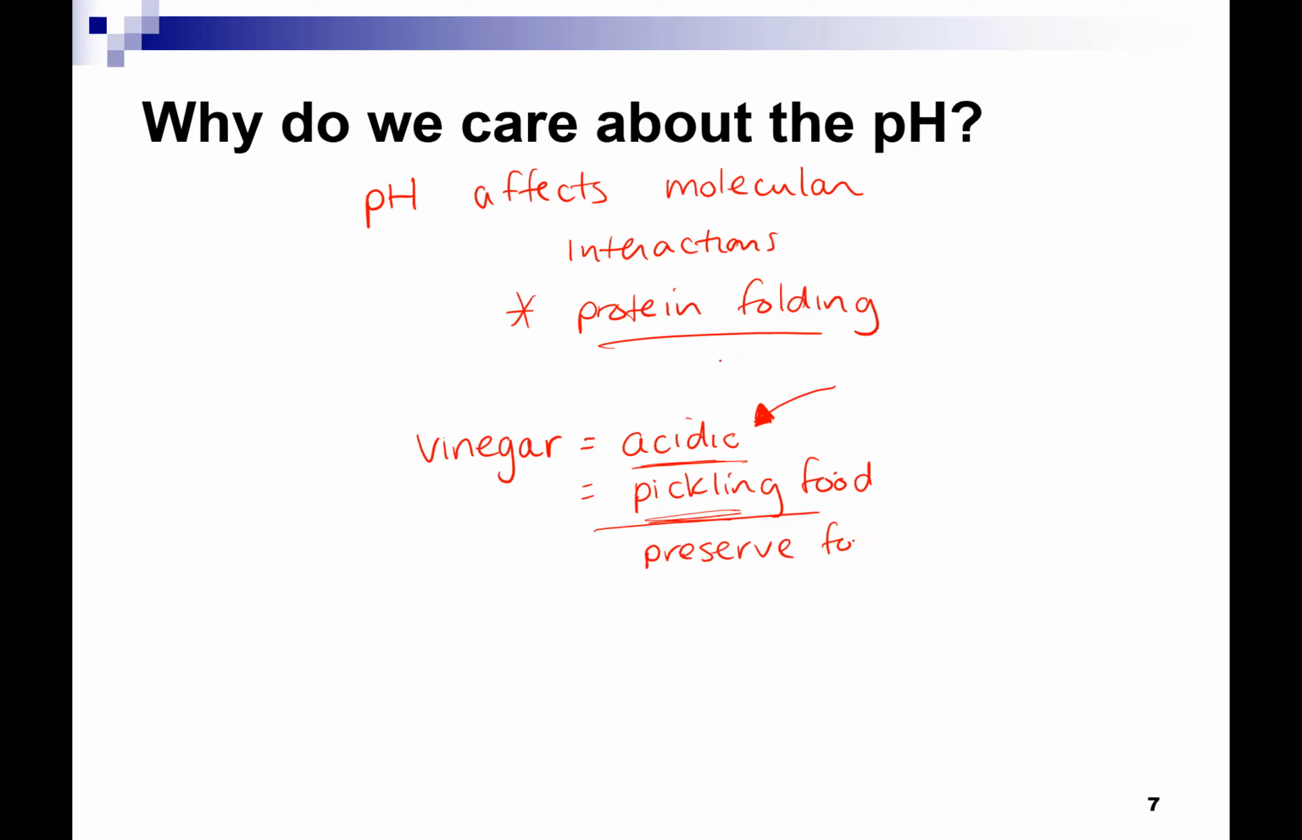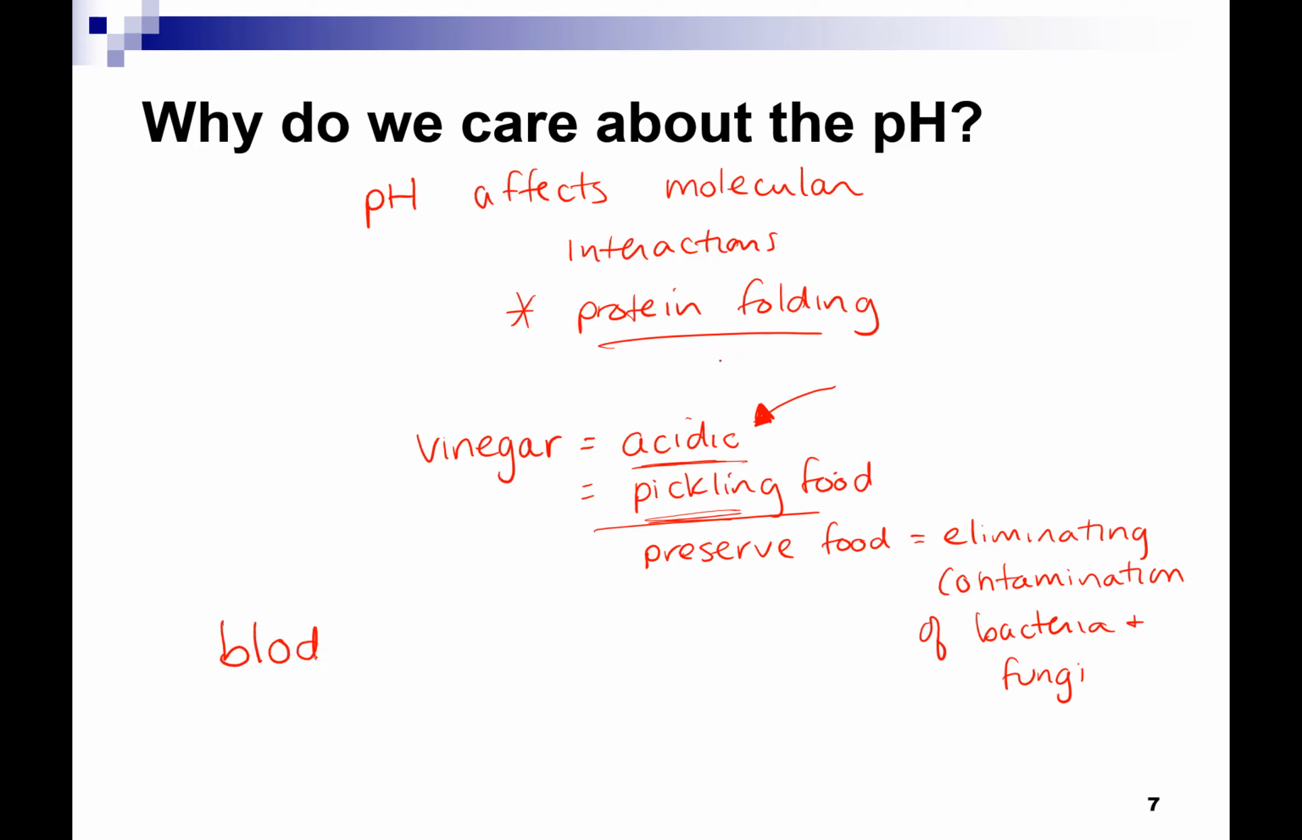And when we say preserve food, what we're really meaning is eliminating contamination of things like bacteria and fungi that can normally live and replicate. Right? So, pH is interesting for that reason.